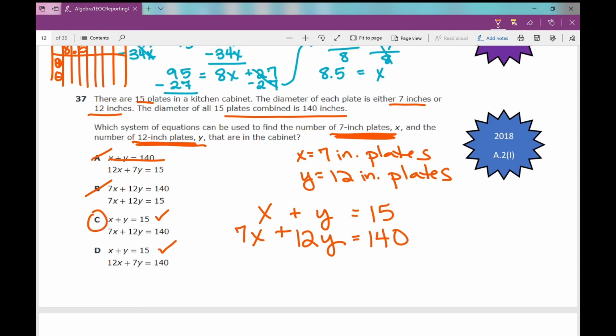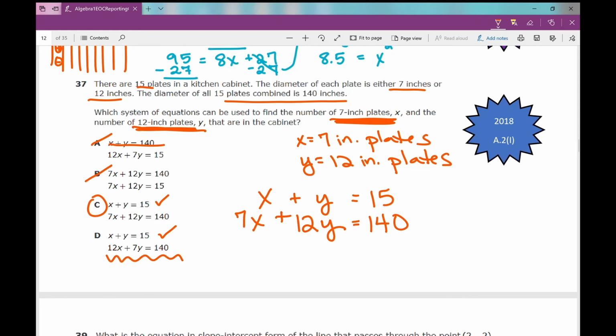You have to be really, really careful in problems like this because look how similar this is. Okay, this just has the coefficients mixed up or the variables mixed up, however you want to look at it. So just be really careful about these types of problems. These systems of equations word problems can get you.